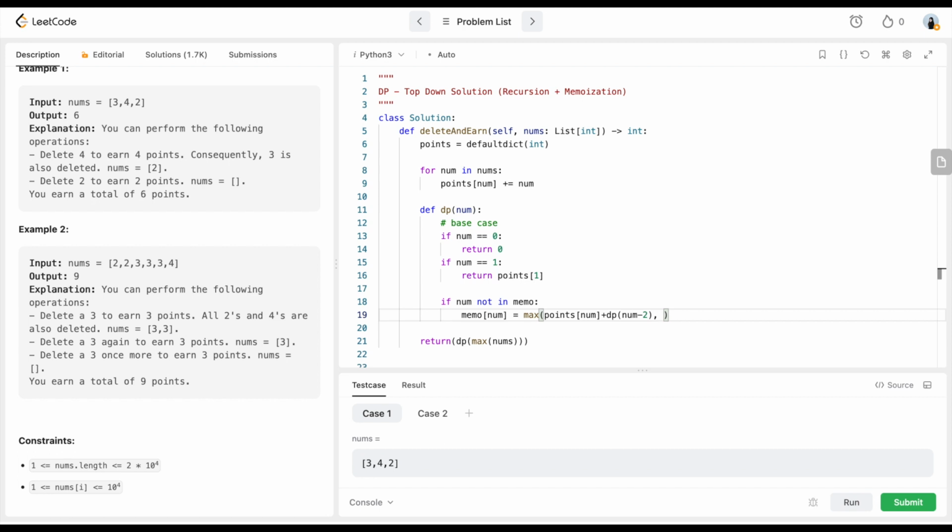Or dp(num minus 1), where we pick 3. So if the current number, the maximum, is already recorded in memo, we will just return memo[num].